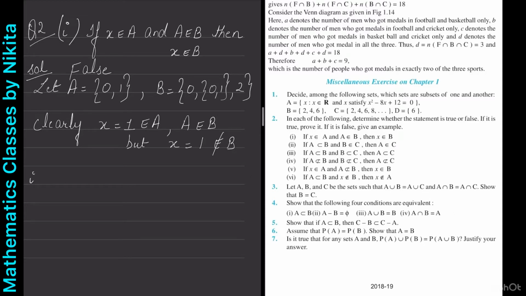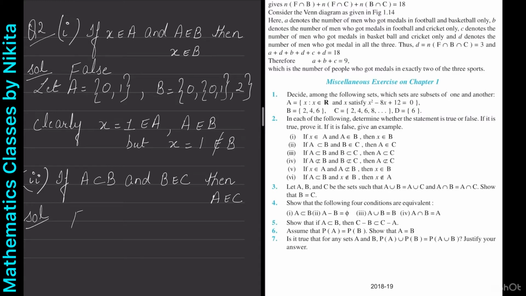Let's see the second part now. What does the second part say? Second part says that if A is a subset of B and B belongs to C, then A belongs to C. Now this is again false.